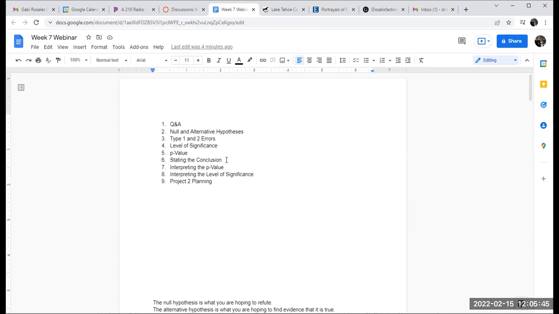Then we'll talk about how you state your conclusion. Just like with a confidence interval, you had to write down what the confidence interval meant. Here you have to write down what your conclusion is. Similar ideas. Then we're going to interpret the p-value, and a lot of writing, by the way. Figured I should let you know, give you a little warning. So we're going to interpret the p-value. We're going to interpret the level of significance, and that's important.